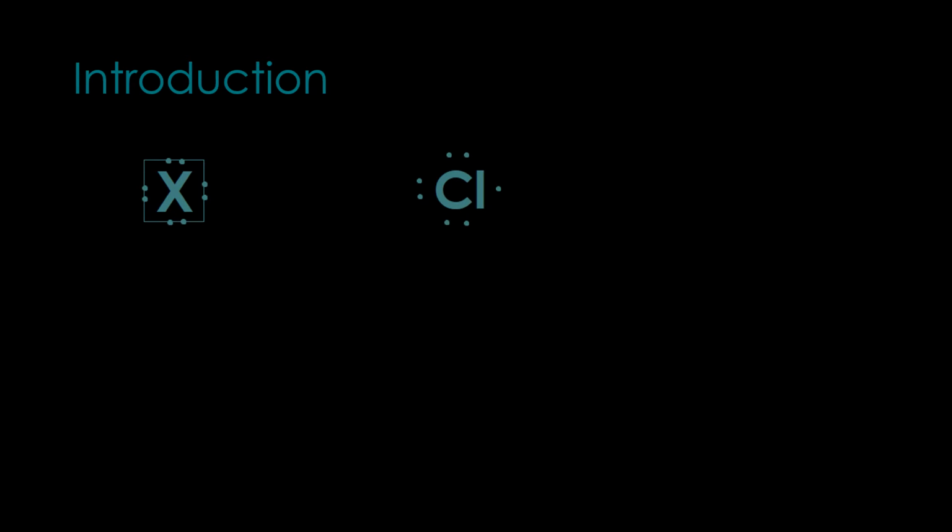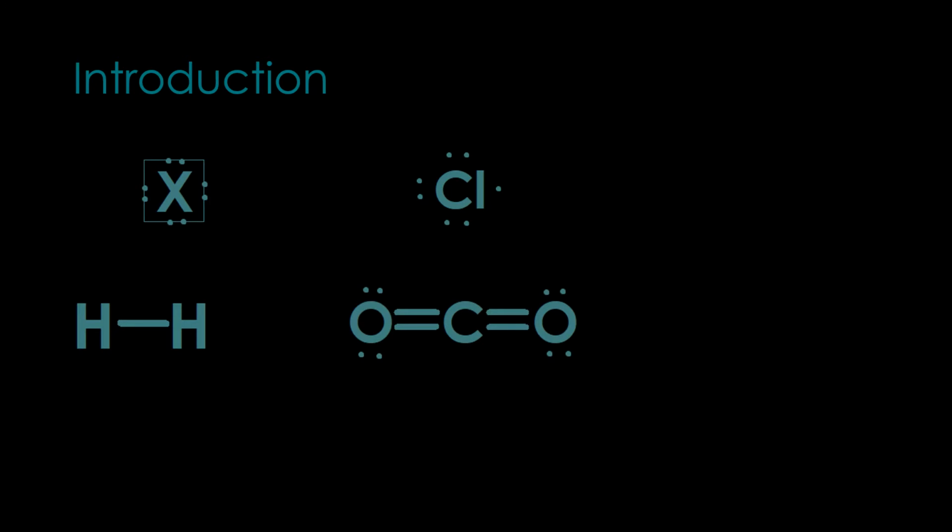When drawing the Lewis structures of compounds and molecules, bonds are illustrated by lines. Each line involves 2 electrons. Single bonds are depicted with 1 line. Double bonds are 2 lines, and triple bonds are 3 lines.